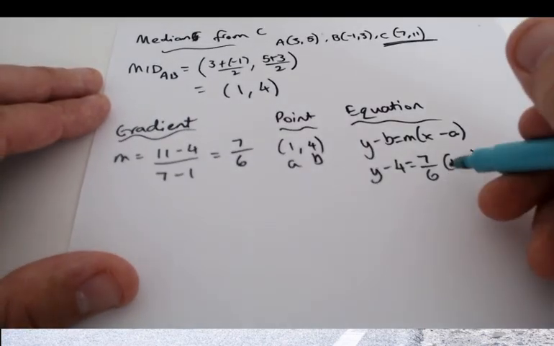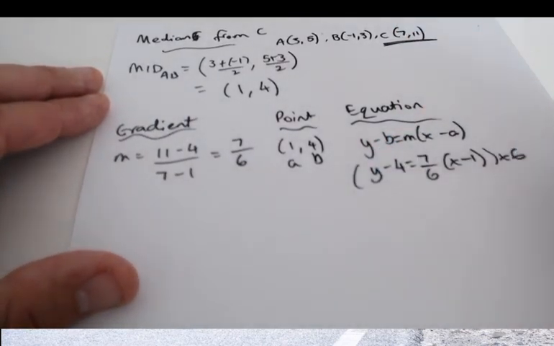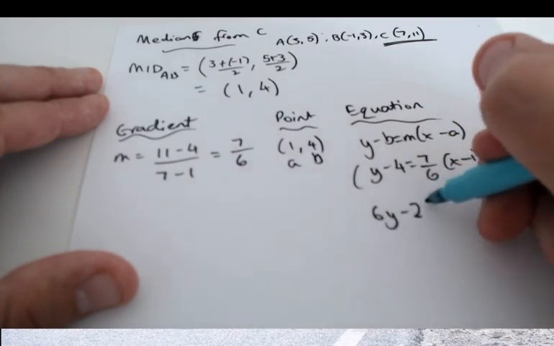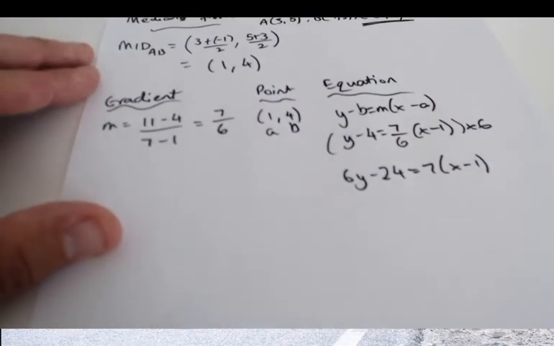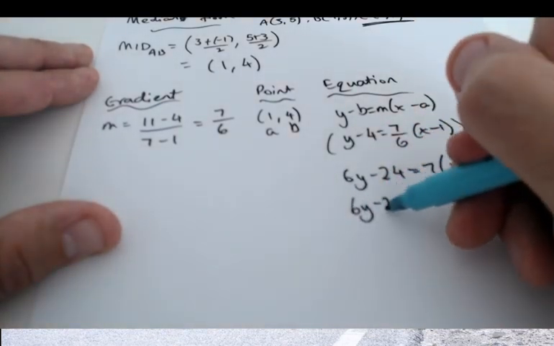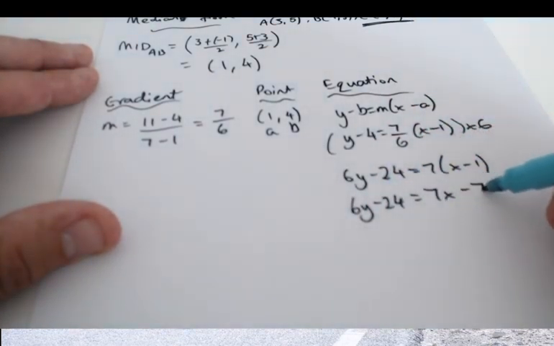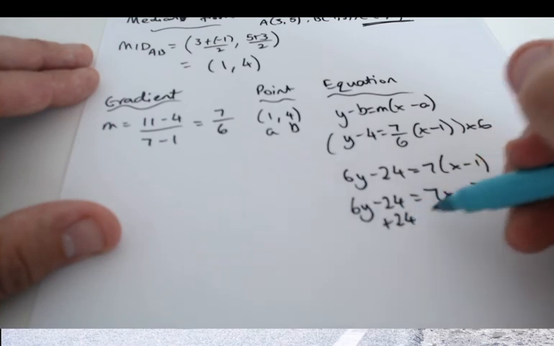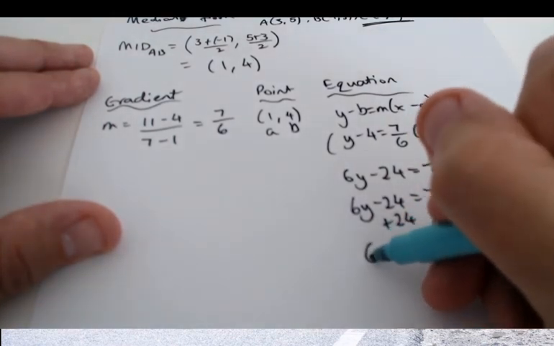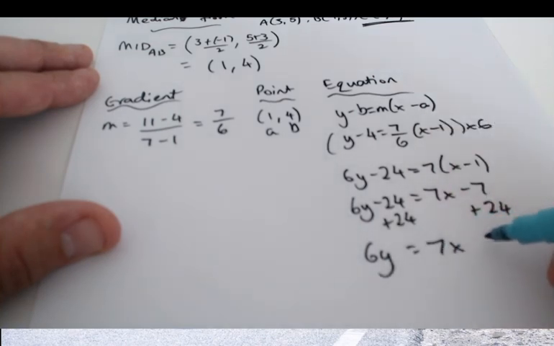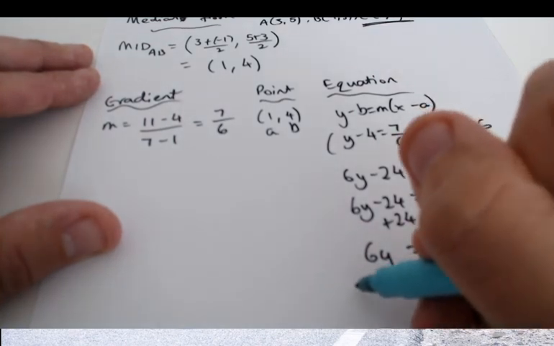I'm going to multiply through by the 6 to remove the fraction. 6y take away 24 will equal, the 6's will cancel, giving me the 7 on the top. I'm going to multiply out my bracket. I'm going to add 24 to both sides, giving me a final answer for the median from C. 6y equals 7x, add 17.